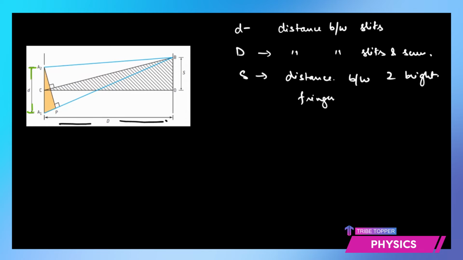So you can see this is S. This is one bright fringe, this is the central bright fringe. So the two consecutive bright fringes have a separation S. And let lambda be the wavelength of the wave.